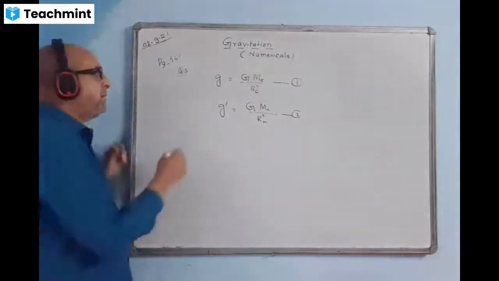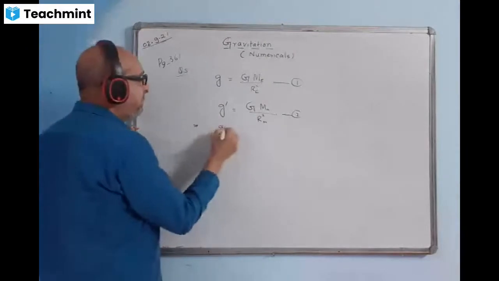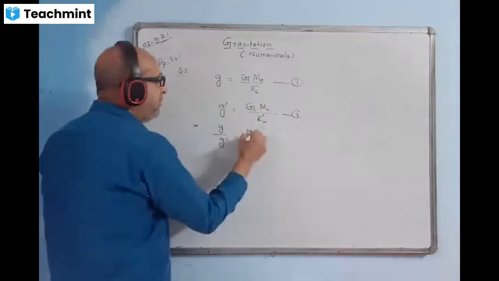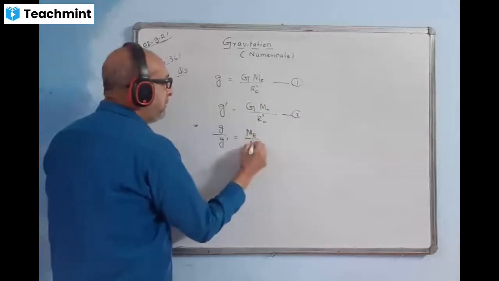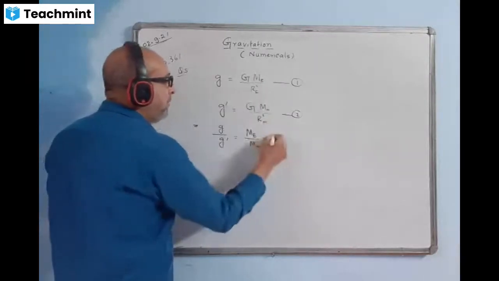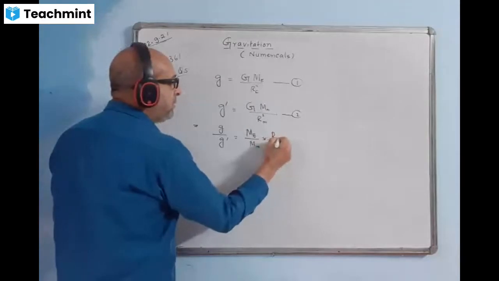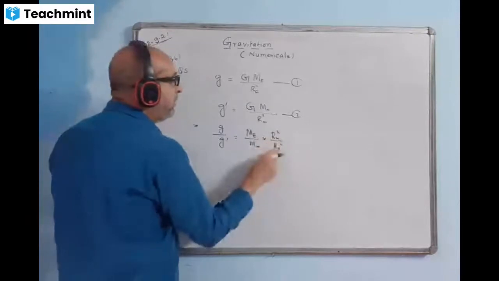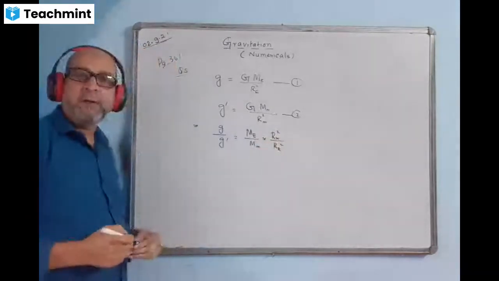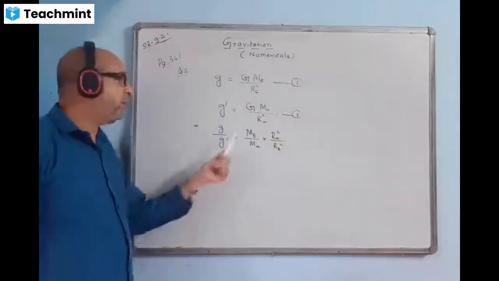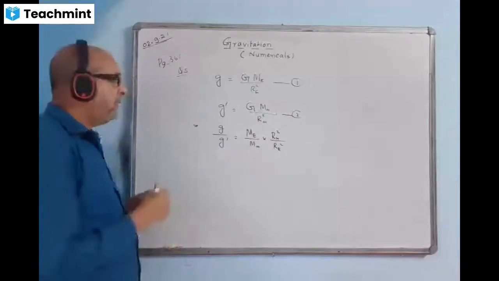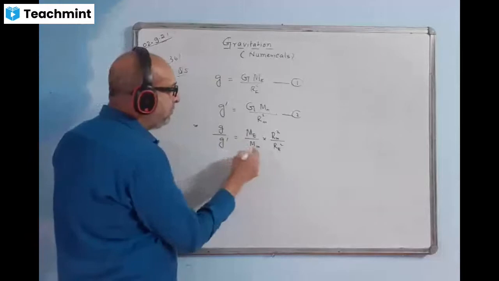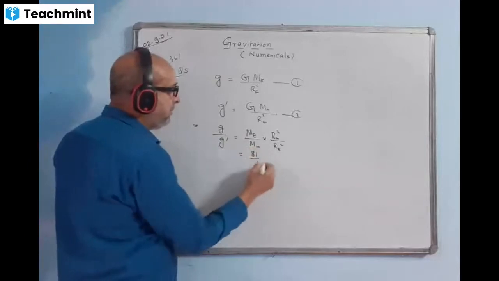Let us divide g by g dash. When you divide, G will cancel. You get ME by MM. Radius wise, it will be just opposite: RM squared by RE squared, radius of the moon and radius of the earth. Just to differentiate from one another, I am using the subscripts E and M. I'll put the values. They're saying mass of the earth is 81 times the mass of the moon. That means this is 81 by 1. The ratio will come like this.